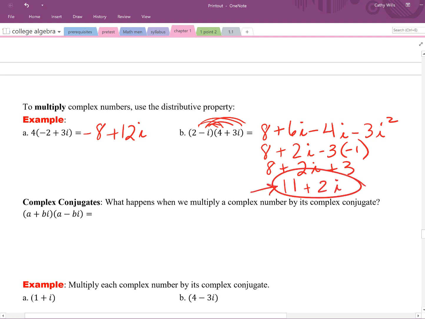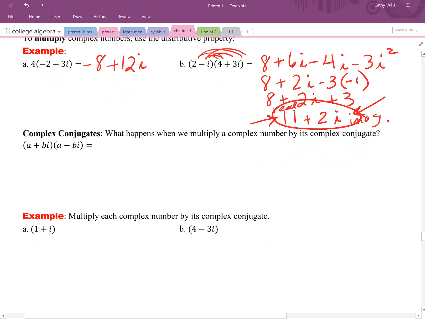Always write the real part first and the imaginary part second. This is critical and crucial, and it's not okay to write it either way. You have to write the real part first and the imaginary part second whenever you write a complex number.